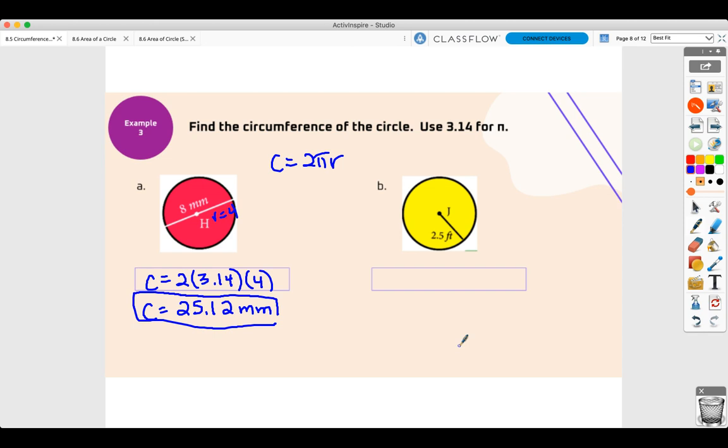How about you pause the video and you do this one? All right, welcome back. So it's going to be C is equal to, this is our radius, so we don't need to find it this time. 2 times 3.14 times 2.5. So 2 times 3.14 times 2.5 gives you 15.7 millimeters. All right. Oh, it's not millimeters. My fault. This is feet. Why don't y'all tell me? Feet.